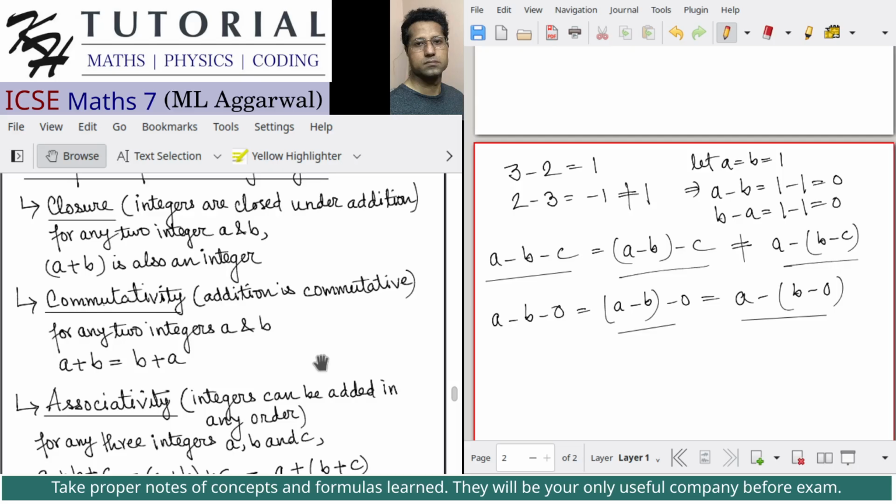But in general, for any two integers a and b, it is not true that a minus b will be equal to b minus a. Only for the case when a is equal to b, we will have a minus b equal to b minus a.